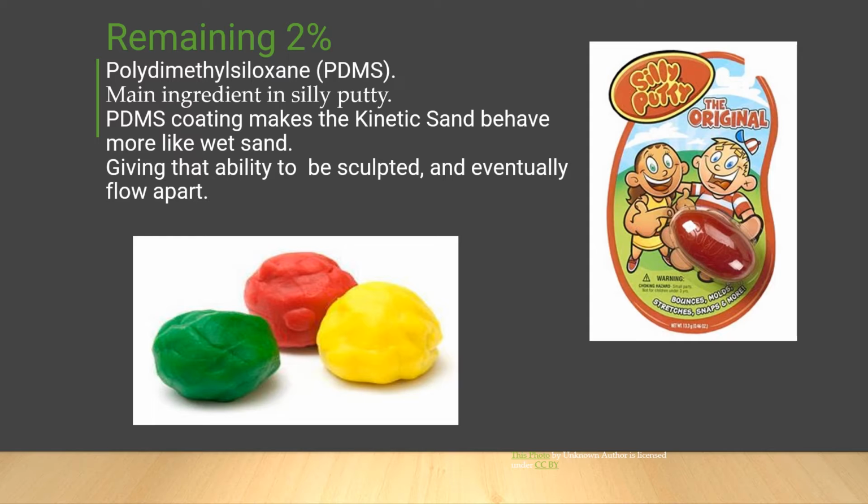This polymer coating that gives the kinetic sand its unique properties is called PDMS, short for polydimethyl siloxane, which is also the main ingredient in silly putty. The PDMS coating makes the kinetic sand behave more like wet sand. It gives it the ability to be sculpted and eventually flow back apart.